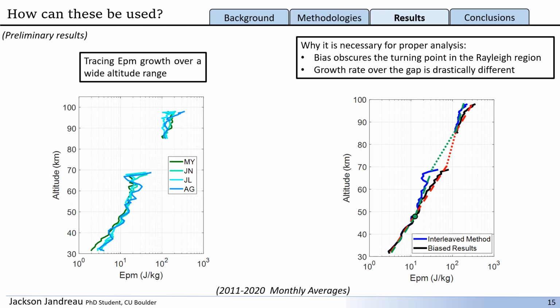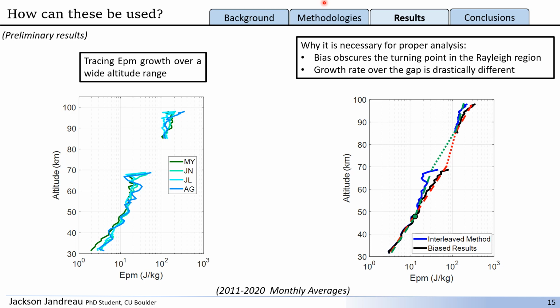I've shown you how these methods can be applied. Now I will showcase some preliminary results using them. These methods enable us to derive EPM data over a wide range of altitudes spanning the stratosphere, mesosphere, and the MLT range. They allow us to calculate EPM reliably at higher altitudes than we've previously been able to do.